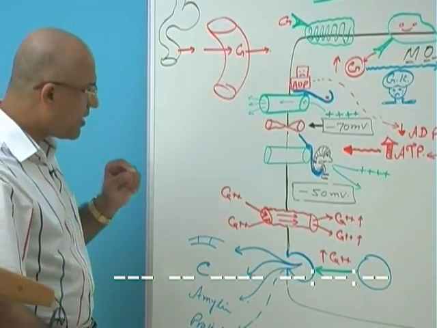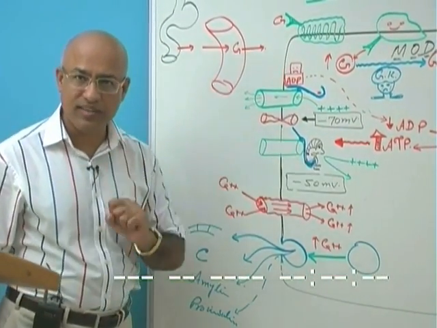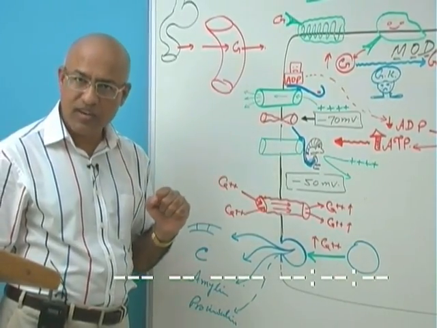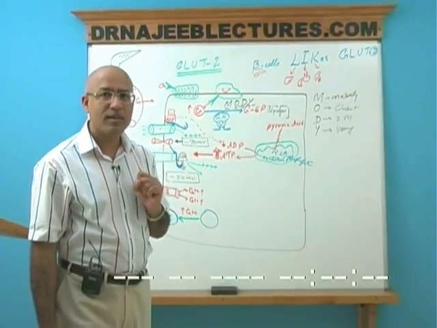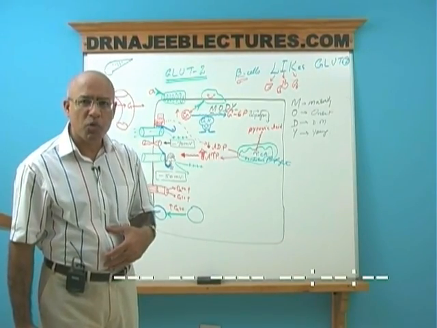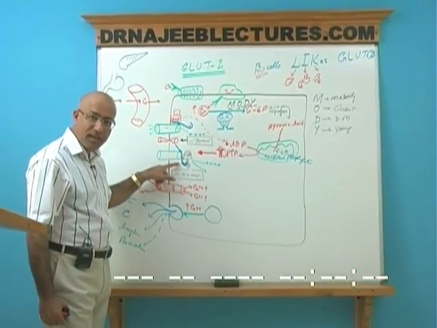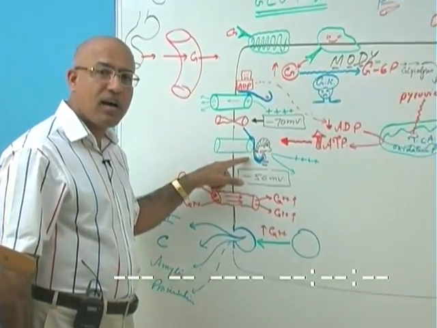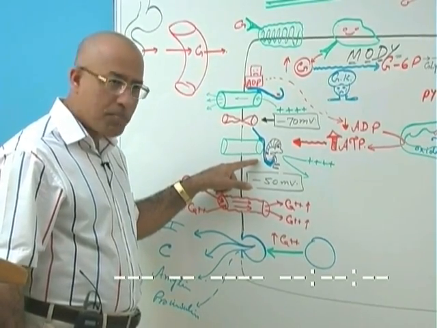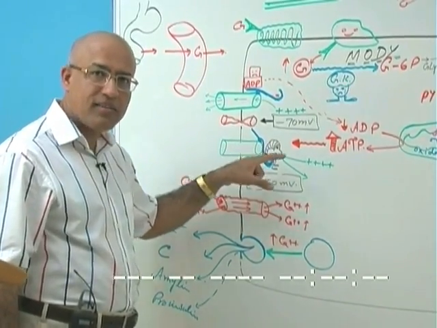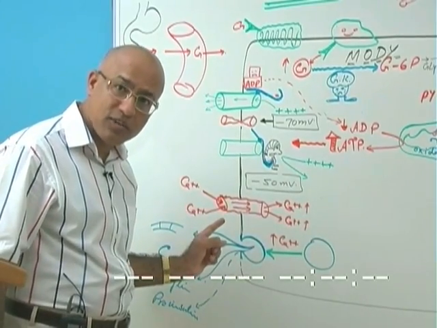So these drugs can act as secretagogues for insulin. They can force the cell to release insulin. And such a drug can be useful in type 2 diabetes mellitus. Remember, in type 1 diabetes mellitus, most of the beta cells are destroyed, so such drugs cannot work well. But in type 2 diabetes mellitus, there are enough beta cells in the pancreas, and if you give such a drug, these beta cells can be forced to release more insulin.